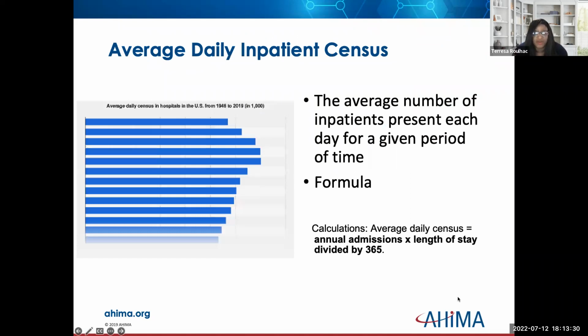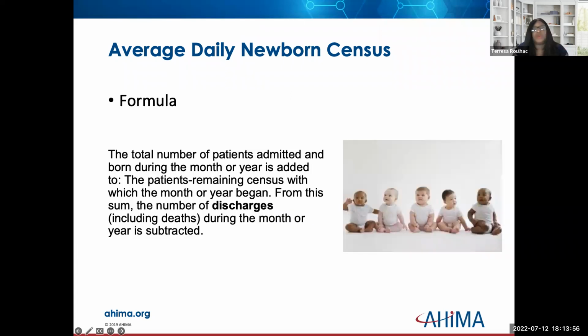The average number of inpatients present each day for a given period of time is calculated with the average daily census equaling the annual admissions times length of stay divided by 365, because 365 is a year, okay? Unless it's a leap year, and then you know that it's 366. When we look at newborns, remember, newborns are slightly different.